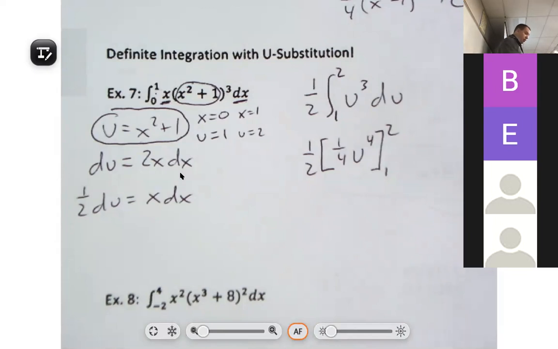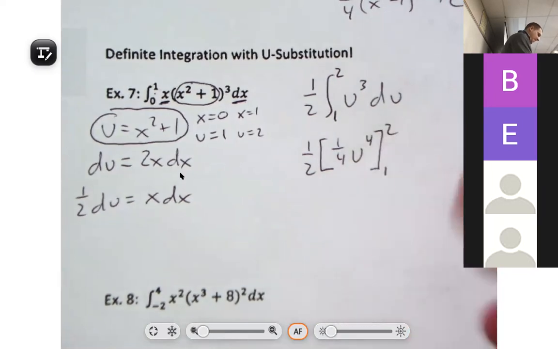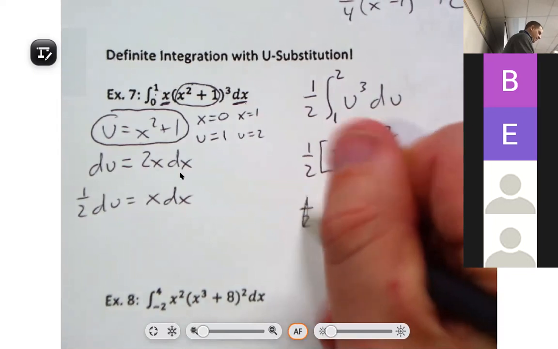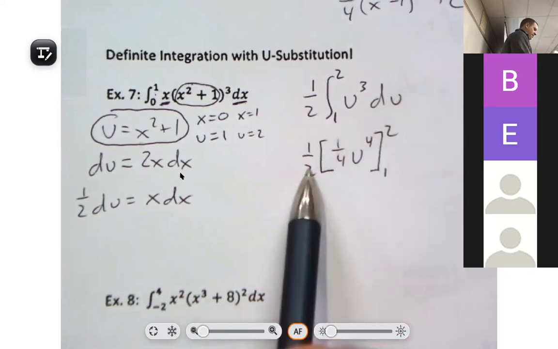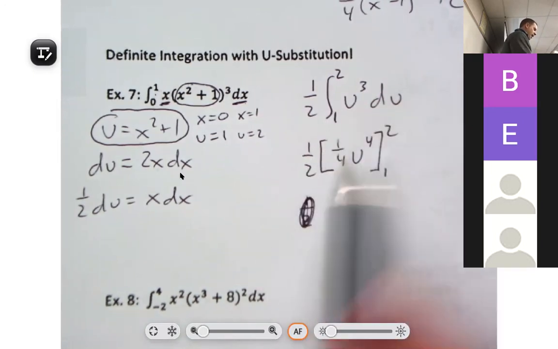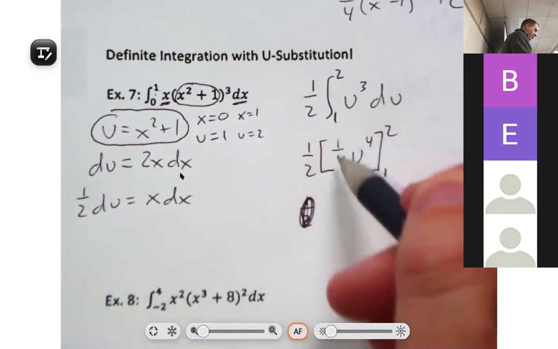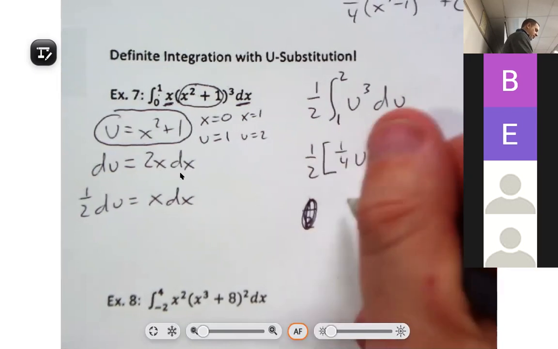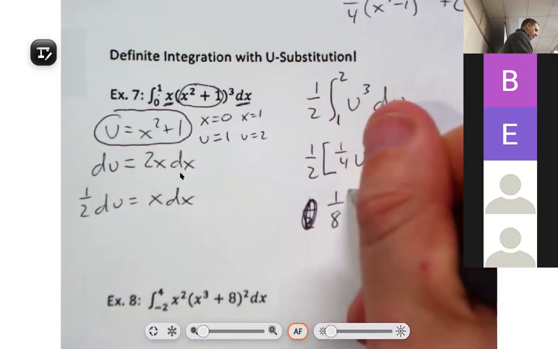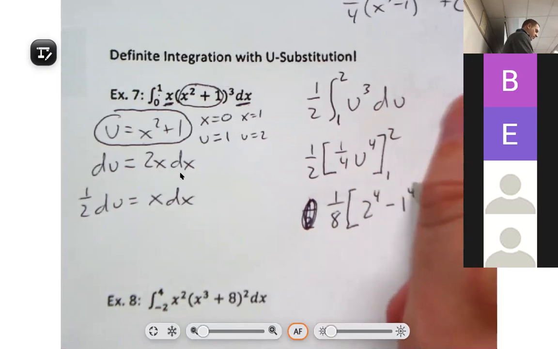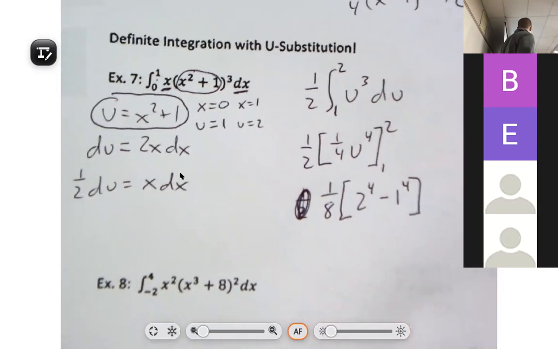Now I'm going to plug 2 in for u. Little tip, if you have a fraction here and then a fraction on the inside here, you can actually pull that 1/4 out. You can pull that fraction out and multiply those together. Saves you a little bit of mental math. Basically, you're taking that 1/4 out and then just plugging the 2 into the u to the 4th and the 1 into the u to the 4th.